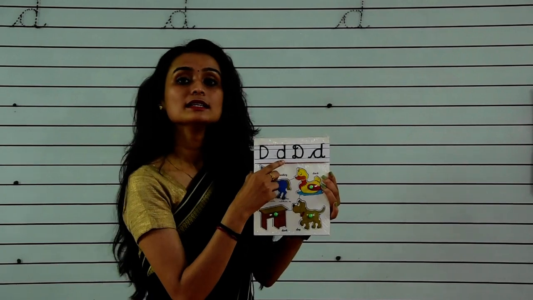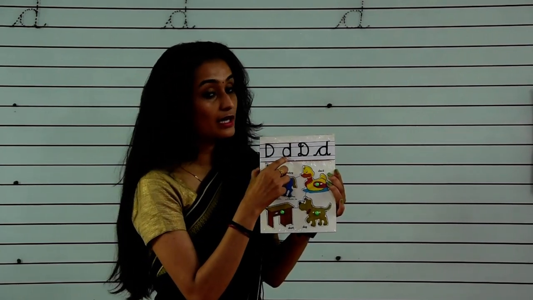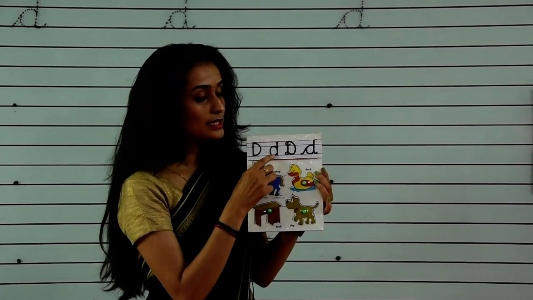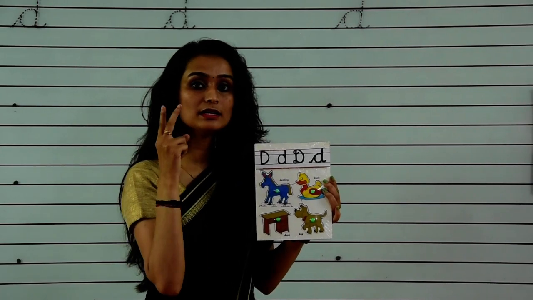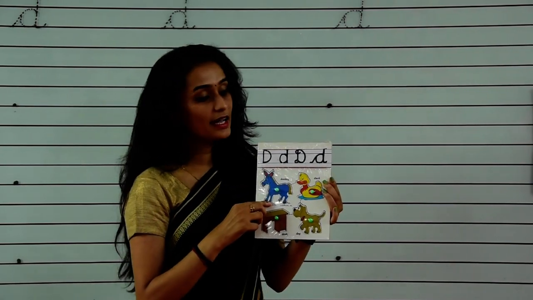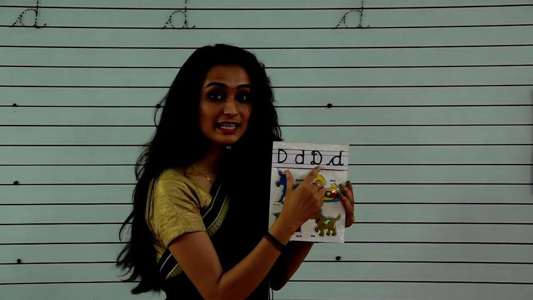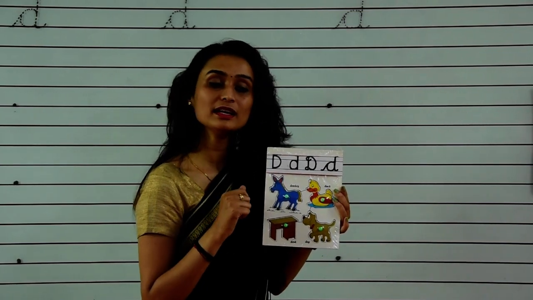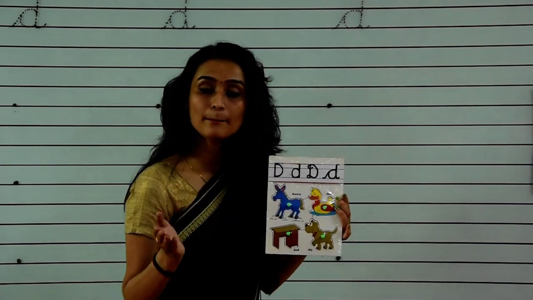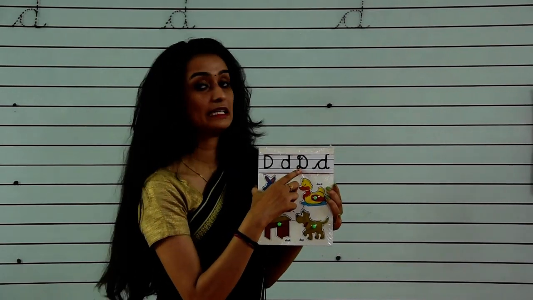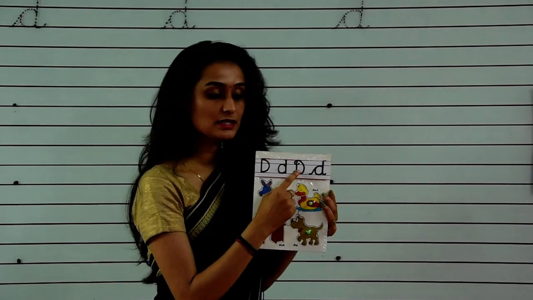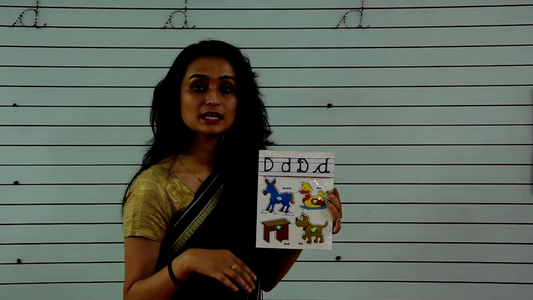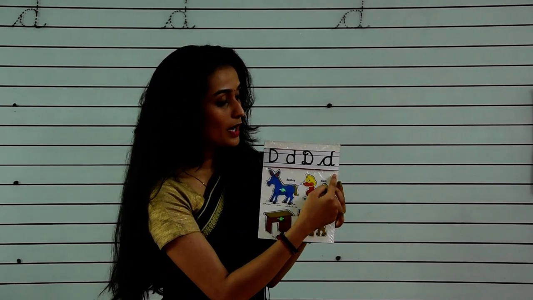This is small d, small letter D. This is also written between the first, second and the third line. Now jump on the next one. This is capital cursive D. Now come on the next one.